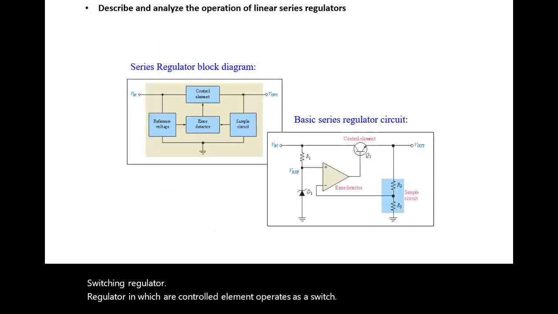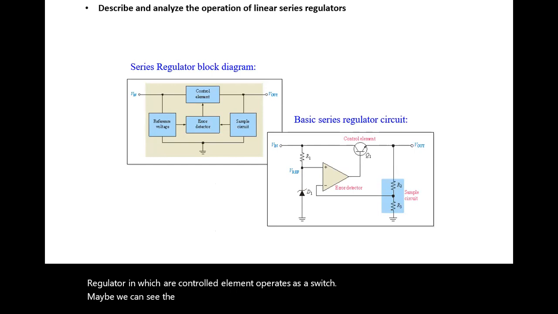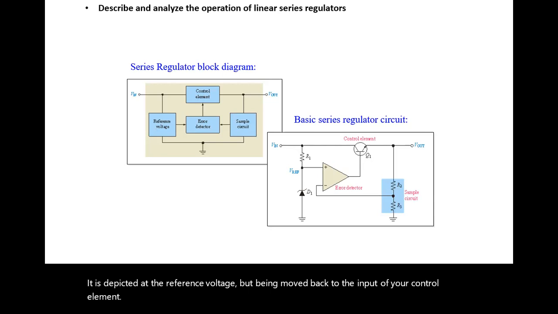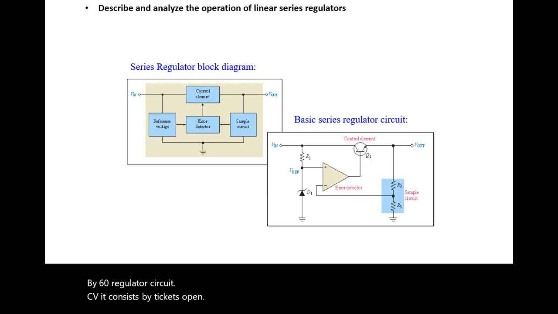Here we can see the block diagram of a series regulator. You will see it consists basically of the control element. In the feedback loop, you've got the sampling circuit, error detector, and the reference voltage that's been moved back to the input of your control element. The basic series regulator circuit, as you see there, consists basically of an op amp, a diode, a resistor, an NPN transistor, and then the sample circuit, where R2 and R3 basically form a voltage divider network.